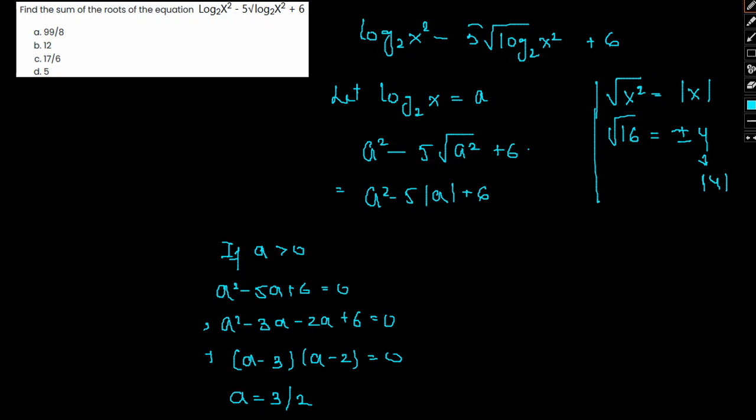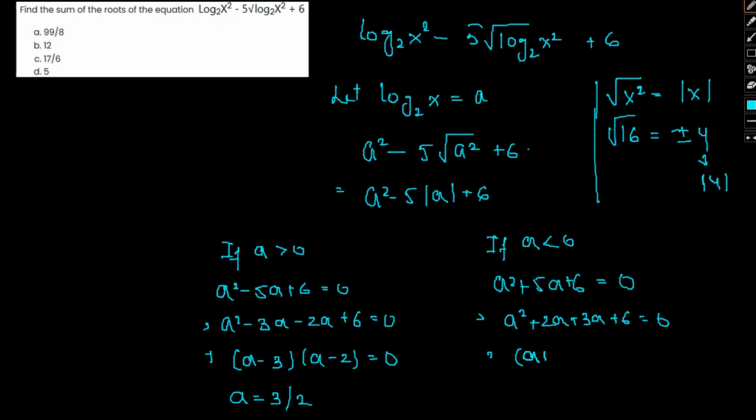Let me do all this later on. First let me find out all the values of a. And another one: if a is less than 0, then we have a square plus 5a plus 6 equal to 0, because a is negative. So this will be a square plus 2a plus 3a plus 6 equal to 0, a plus 2 times a plus 3 equal to 0, or a equal to minus 2 or minus 3.